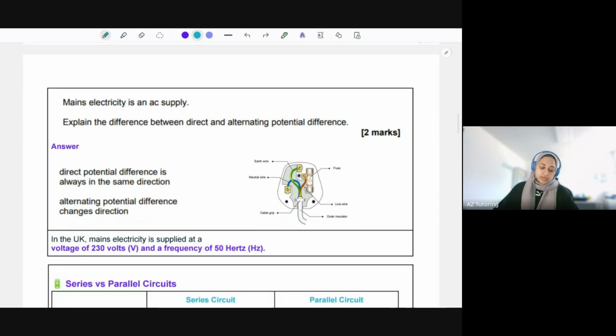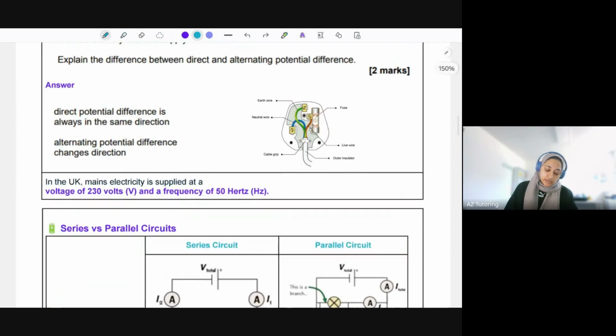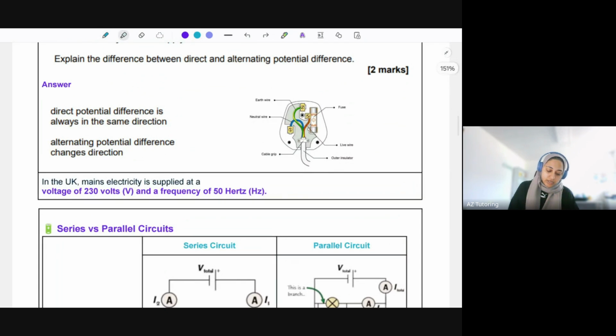You need to remember these two facts. So in the UK, mains electricity is supplied at a voltage. I shouldn't have wrote voltage, should have really wrote potential difference.